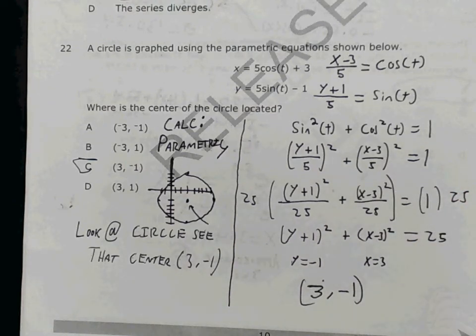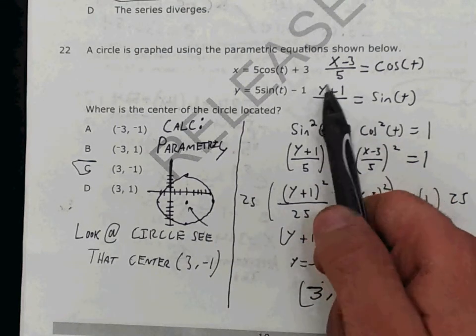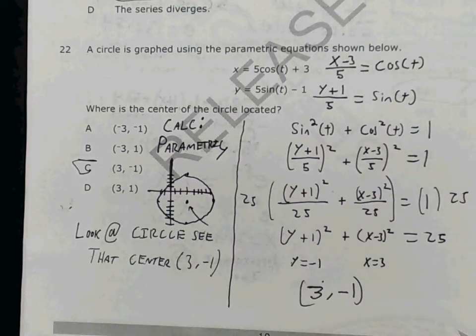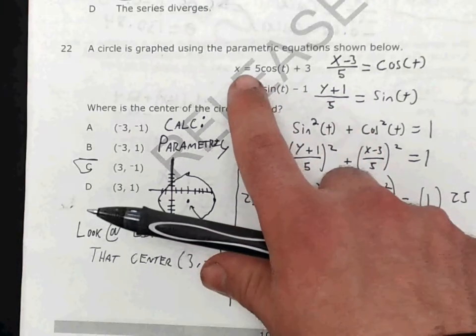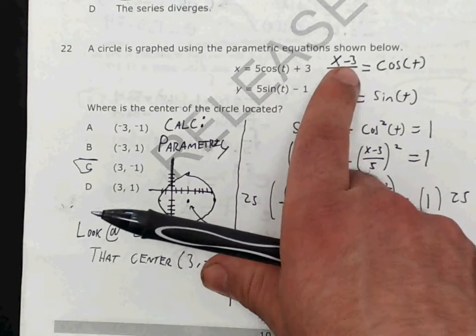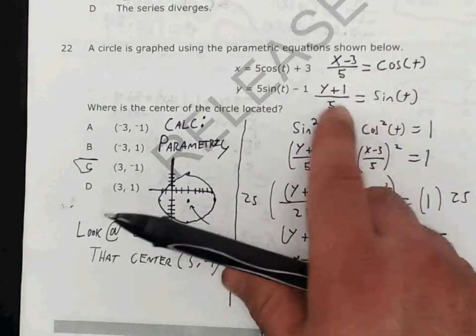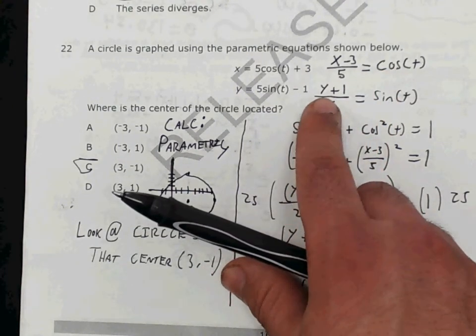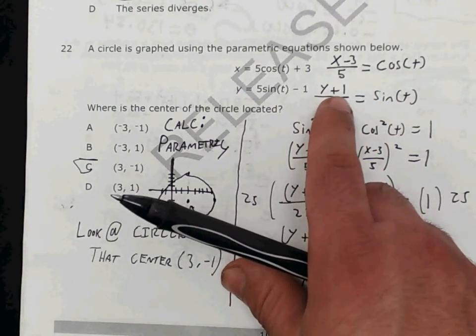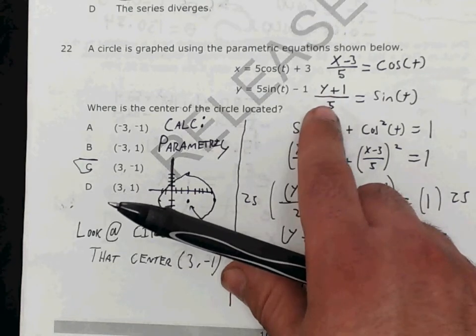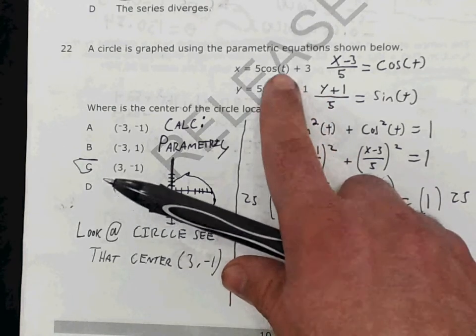So here, let's break this down. I'm going a little too fast. So for a parametric equation, finding a circle, the first thing I want to do is subtract each side by 3. Then after that, I divide by 5. That isolates our cosine term. Then I isolate the sine term by adding 1 to each side and dividing by 5. So I'm using the algebra I need to isolate the trig term.